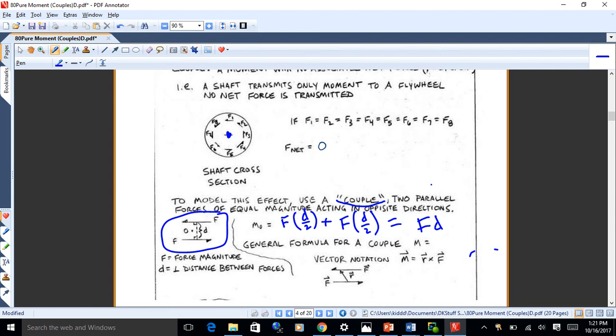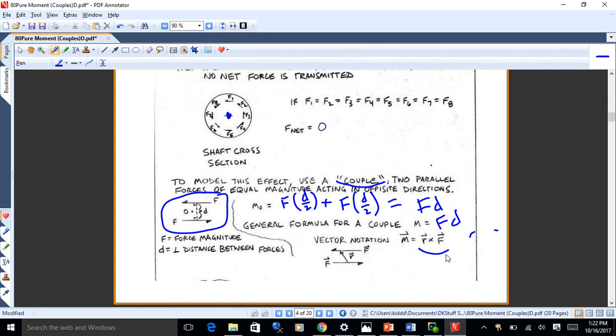Okay, so the general formula for a couple is F times the distance between the two forces, the distance being perpendicular. Now you could also do it with a cross product if you wished, where r does not have to be perpendicular. Okay, so that's the simplest way to express this idea of a couple. Two forces oppositely directed on either side of a point.